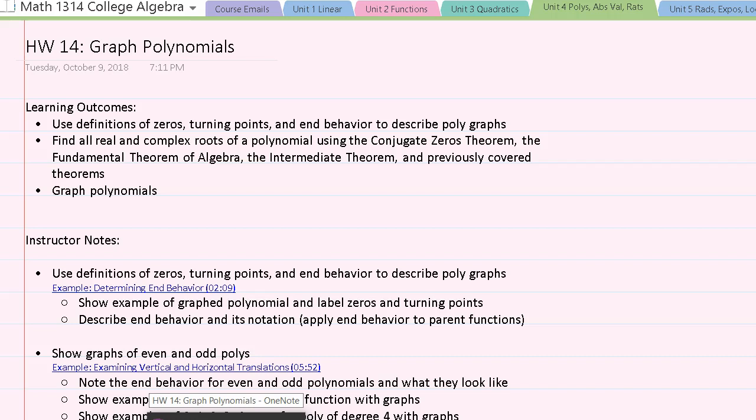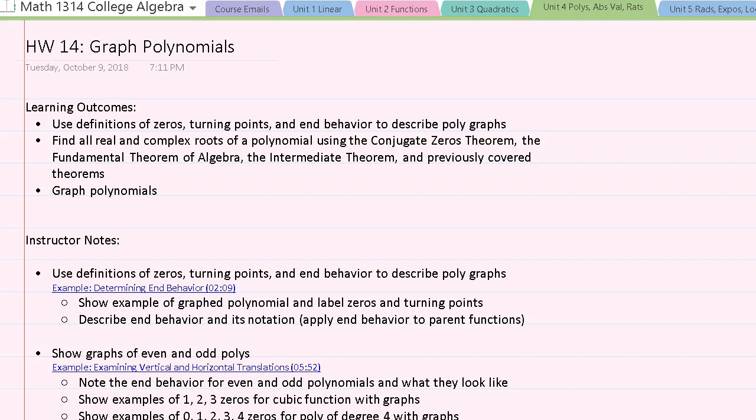To find all real and complex roots of a polynomial by using the conjugate zeros theorem, the fundamental theorem of algebra, and the intermediate value theorem, as well as the previously covered theorems. And finally, to use this information to graph polynomials.